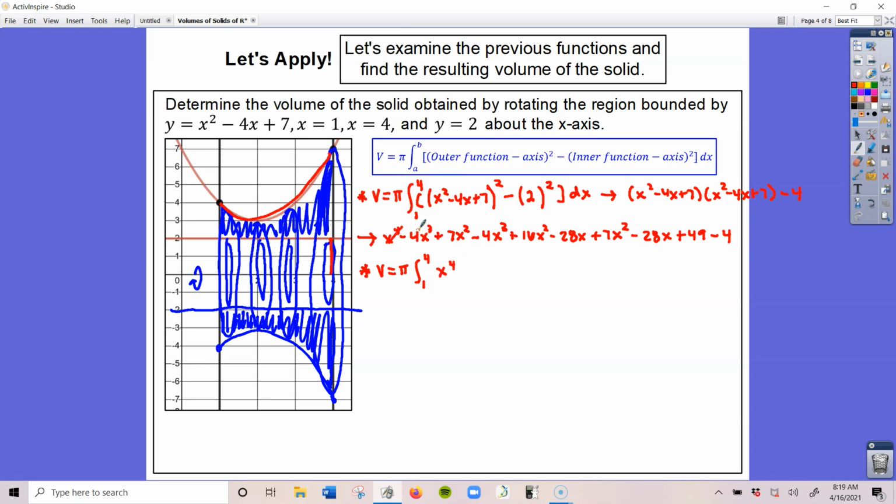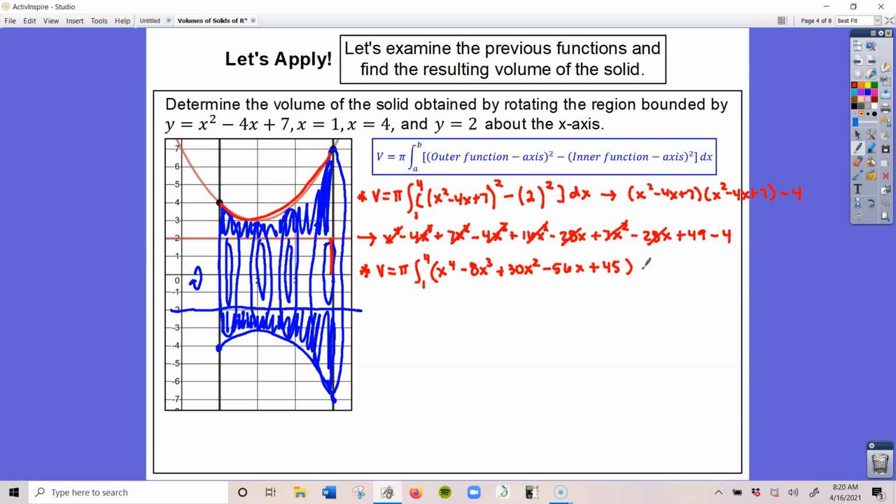Then we have negative 4x to the 3rd minus 4x to the 3rd, which is negative 8x to the 3rd. Then we have 7x squared plus 16x squared, which is 23x squared, plus 7x squared, which will give me 30x squared. Then negative 28x minus 28x is negative 56x. And then 49 minus 4 is plus 45.